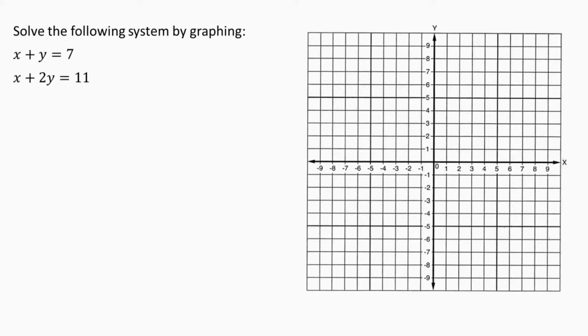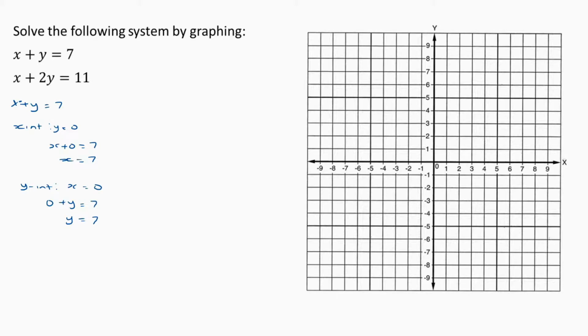Now we're going to try that. So here we have x plus y equal to 7. For the x-intercept, we have y equal to 0. So x plus 0 equal to 7, so x is equal to 7. Now let's look at the y-intercept. For the y-intercept, x equal to 0. So 0 plus y equal to 7. So y is 7.